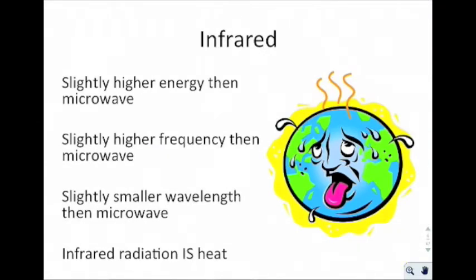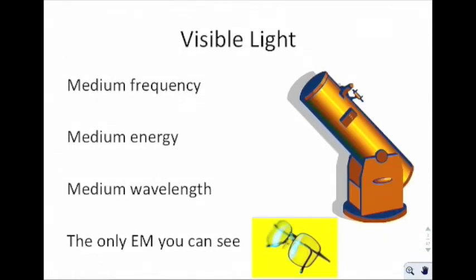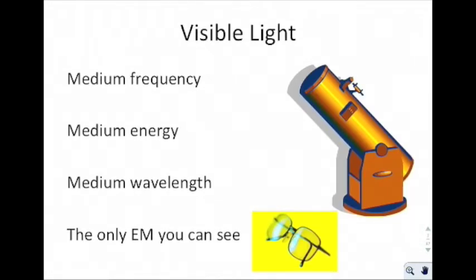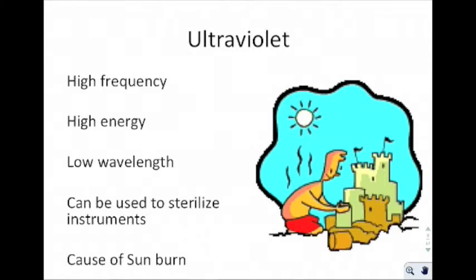Next you have infrared. Once again, we have slightly higher energy than microwave, slightly higher frequency than microwave, and so on. Next we have visible light. Visible light is the only part of the electromagnetic spectrum that you can see, and it's in the middle in terms of frequency, energy, and wavelength. Next we have ultraviolet. Ultraviolet is high frequency, high energy, low wavelength. One of the interesting things about ultraviolet is that it's the first one that can really penetrate the skin and cause sunburn. It can be used to sterilize instruments because it causes cell mutation in different bacteria. So it is the first one that really is dangerous.